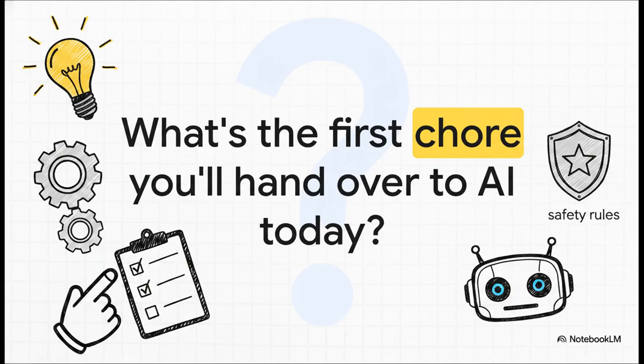And just like that, we are at the end of our explainer. You now completely understand how this prediction engine works. You've got the amazing RTF framework for writing prompts, and you know the essential safety rules. You are officially ready to go. So I'm going to leave you with this final thought. What is the very first chore from your friction list that you are going to hand over to your new AI assistant today? Thanks so much for learning with me, and have a blast exploring.